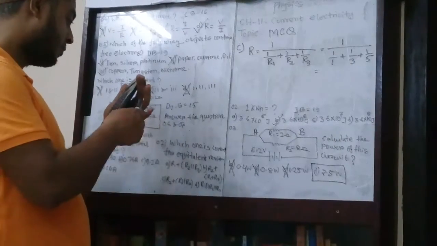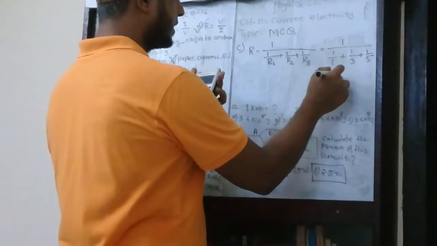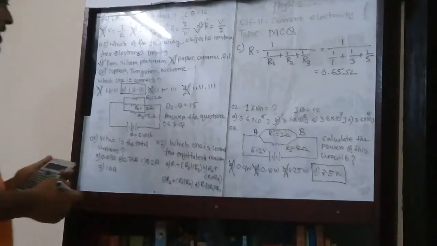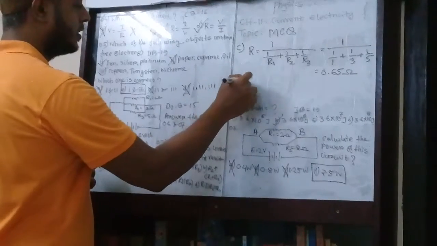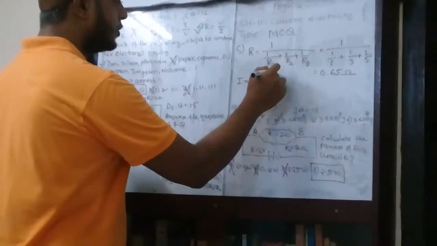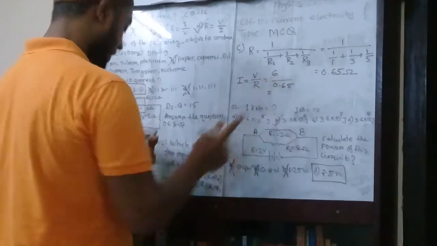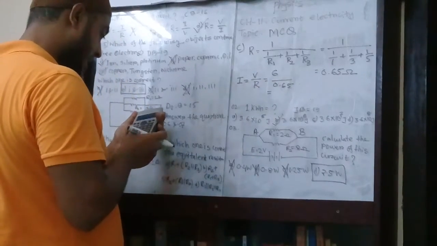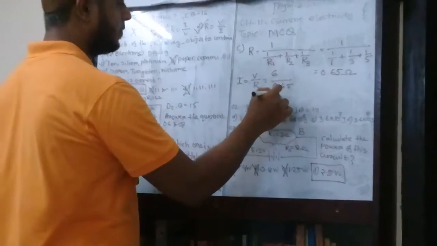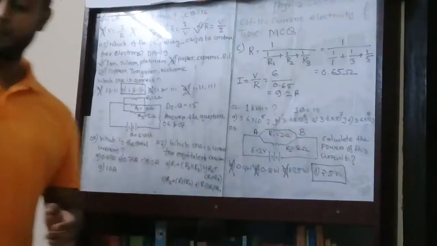Total resistance will be equal to 0.65 ohm. And then total circuit current I will be equal to V divided by R. V equals 6 volt, R equals 0.65. So 6 divided by 0.65 will equal 9.2 ampere. So I got my answer here.